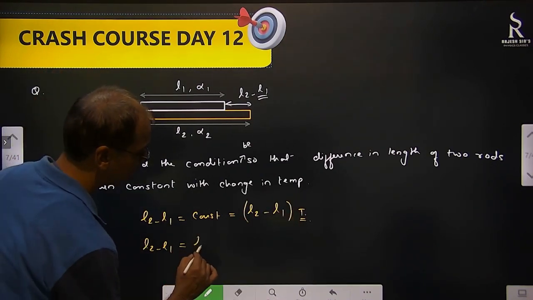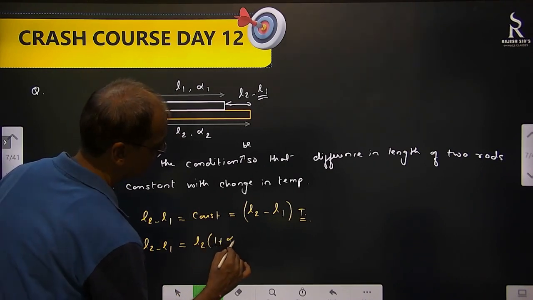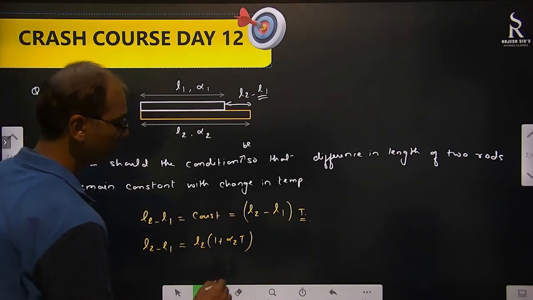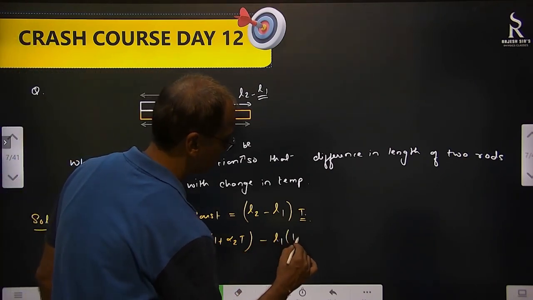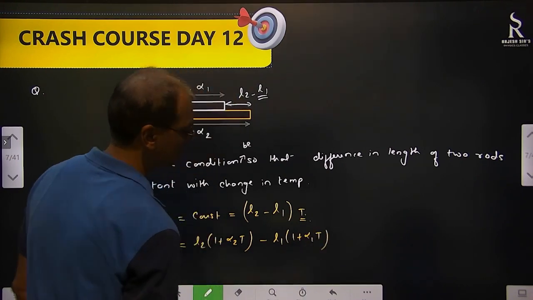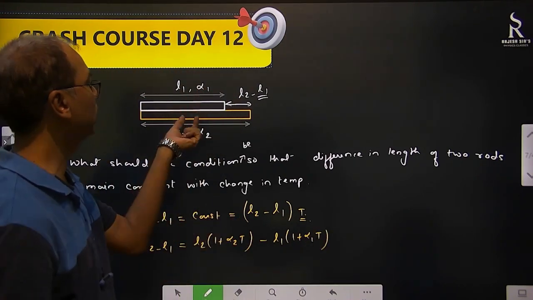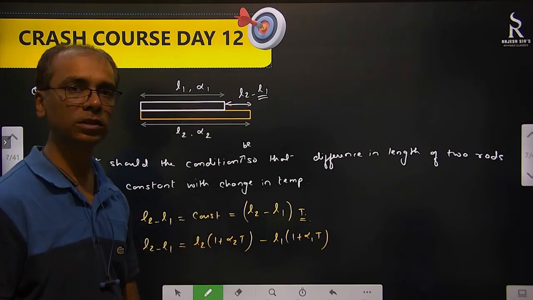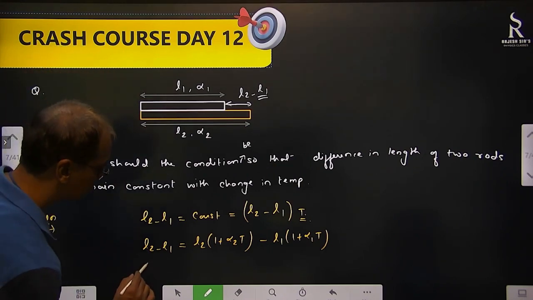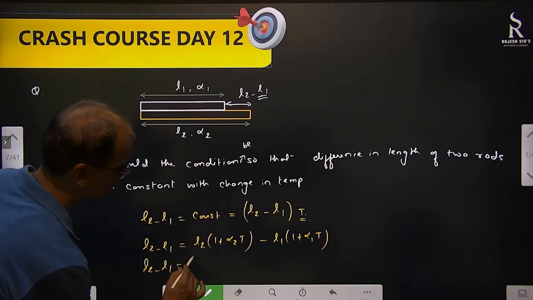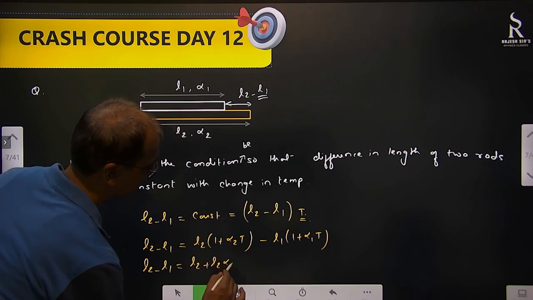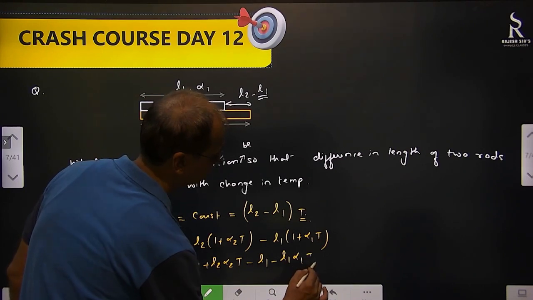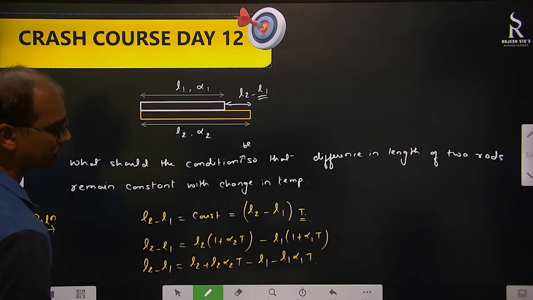So what I'll write? L2 into (1 plus alpha 2 into T) minus L1 into (1 plus alpha 1 into T). The initial lengths are L1 and L2. I increase the temperature by T, so the lengths become this and this. Then L2 minus L1 is L2 plus L2 alpha 2 T minus L1 minus L1 alpha 1 T. So this L2 and this L2 are cancelled.